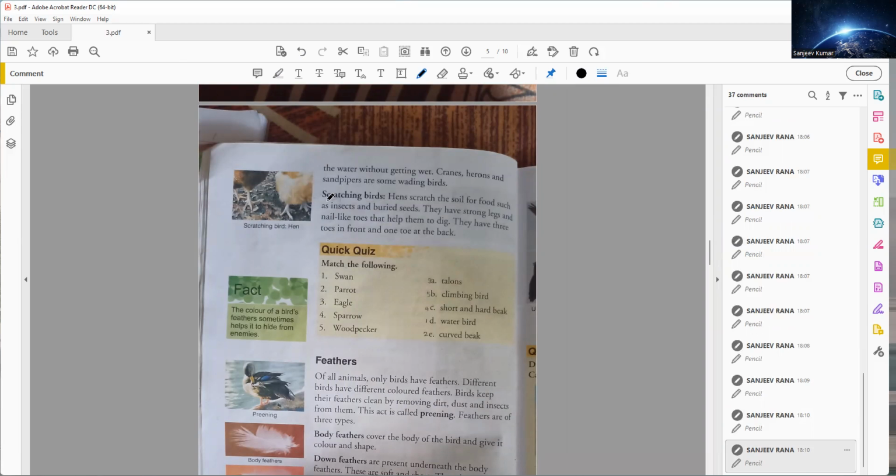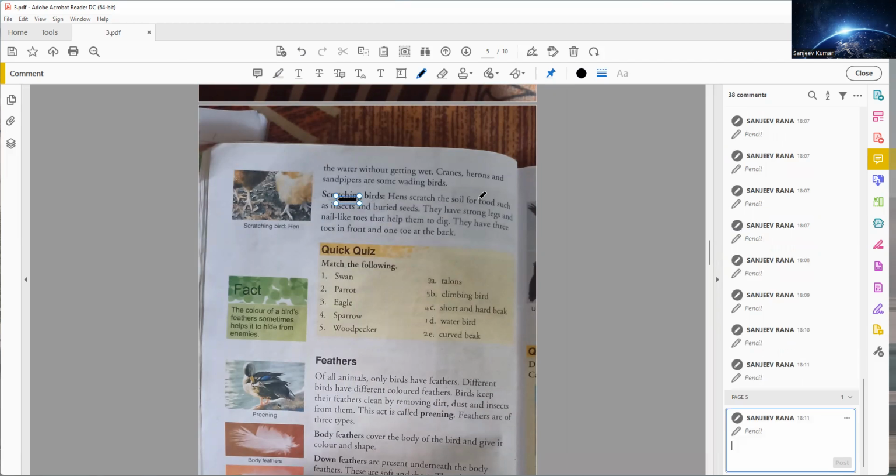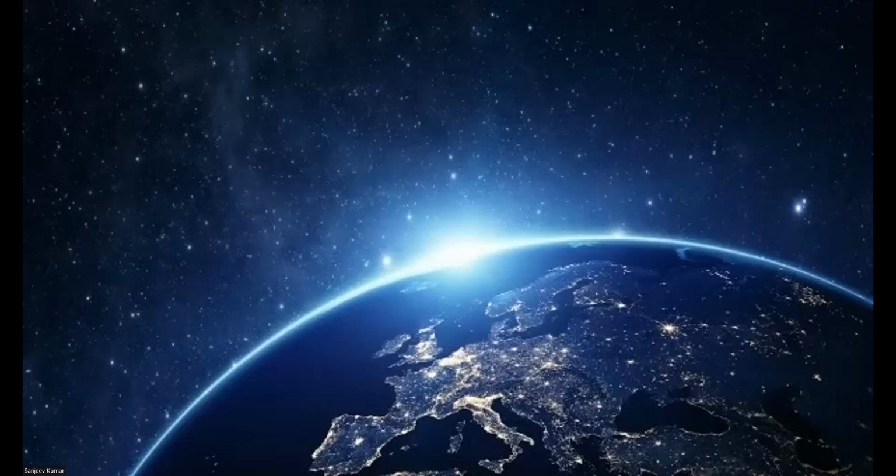Then comes the scratching birds. Scratching birds are the small ones around us, specifically the hens. Now why are we calling it scratching? Scratching means they eat. If you ever watch a hen, they eat the grains or the food which is present in the soil, or they eat buried seeds inside the soil.